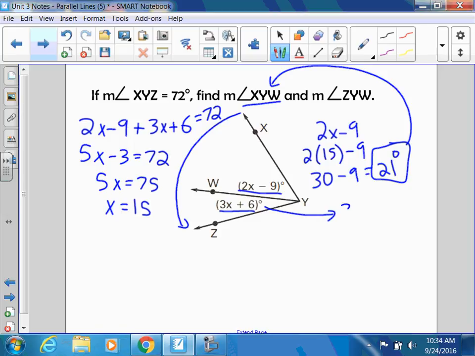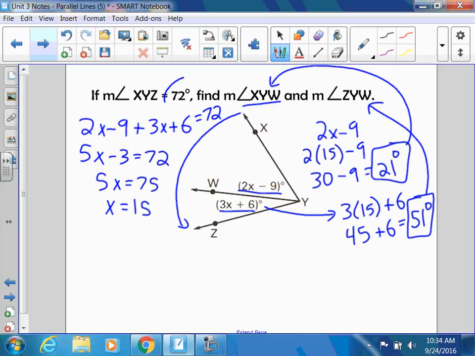Plug in 15. 3 times 15 and then plus 6. Here you're going to get 45 plus 6, and then I believe you're going to get 51 degrees. 51 degrees is the angle measurement for ZYW. If you notice, 21 plus 51, they add up to 72. So here we have 72 degrees. They should add up to that.